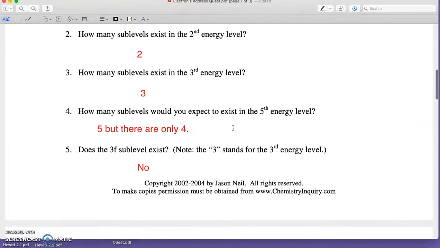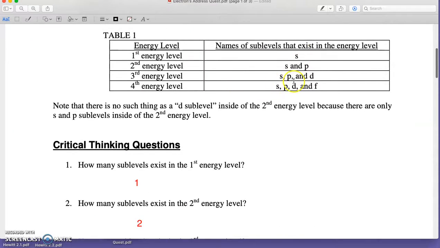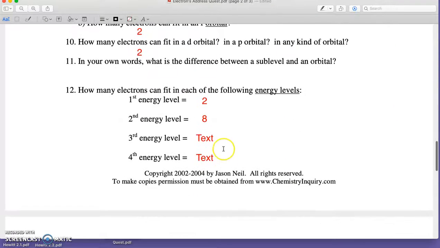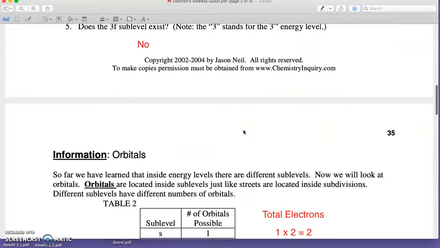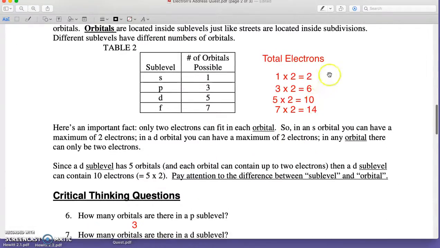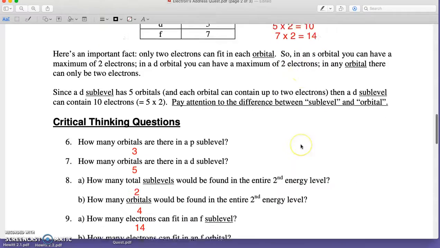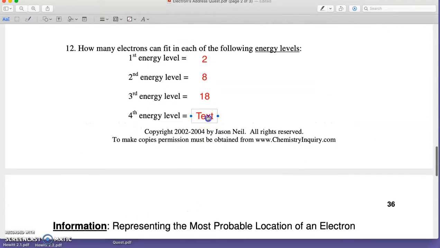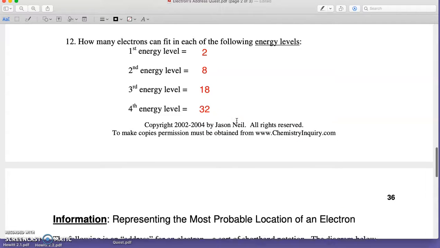Third energy level has S, P, and D. 2 plus 6 plus 10 equals 18. And then my fourth energy level has all 4 sublevels. So I got to go 2 plus 6 plus 10 plus 14. 24, 30, 32 total electrons. So that gives us an idea of what can fit where, okay?